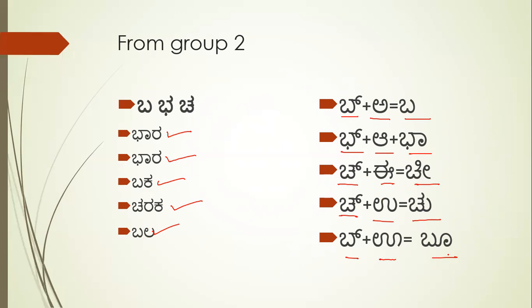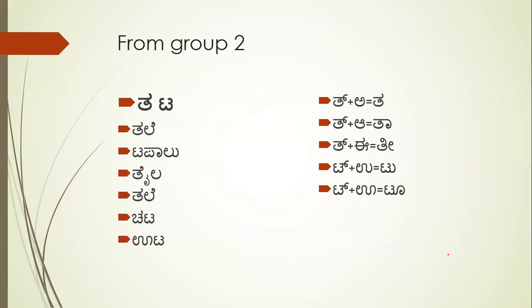Now let's go for the next group from group 2. So this is group 2 actually, b, bh, ch, and from the next group, again from group 2, we have this t and th, words: tale, tapalu, taila, tale, chata. Okay, so if I combine this consonant with a vowel, it gives this result.